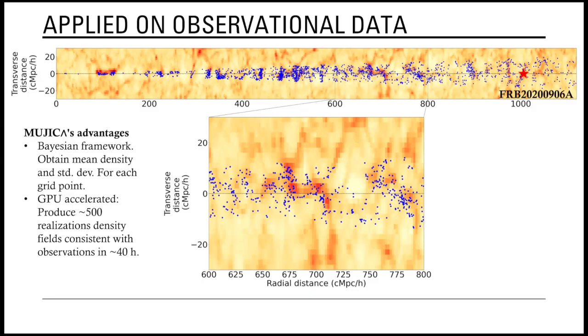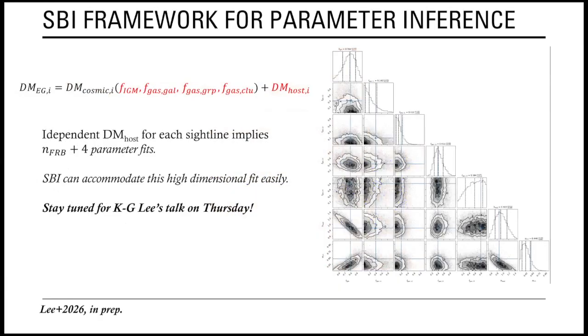As a result, you not only get the average density profile, you also get a standard deviation, so you have an error estimate associated with it. And this is GPU accelerated, so it is very fast. Within 30 or 40 hours or so, we're able to produce hundreds of realizations of these densities. So we're able to well sample our uncertainties in this method.